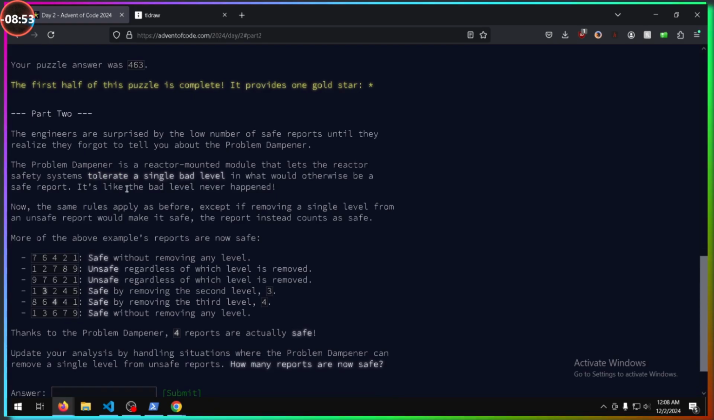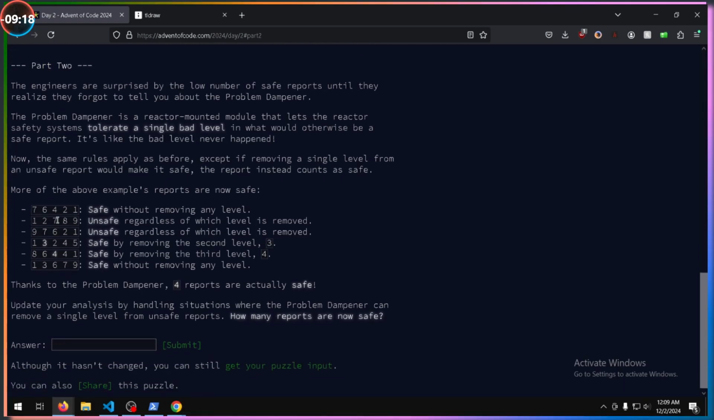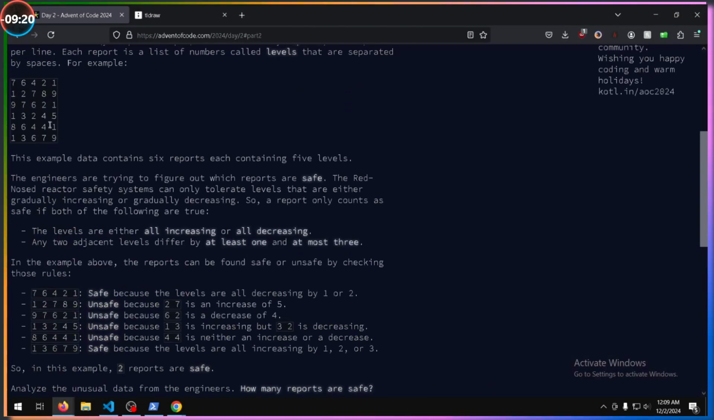Engineers are surprised by low level. Tolerate a single bad level. Most of the above reports are now safe. Wait a minute, what? Wait, what? What are you doing? Are you moving a column? Oh, you're removing a column. Okay, same input. This is not what I expected.